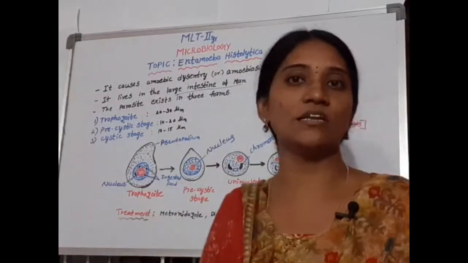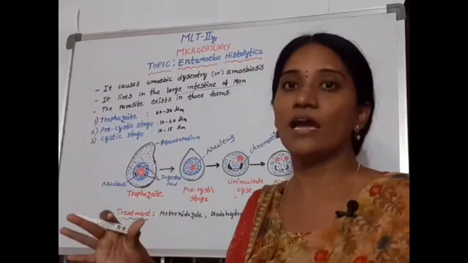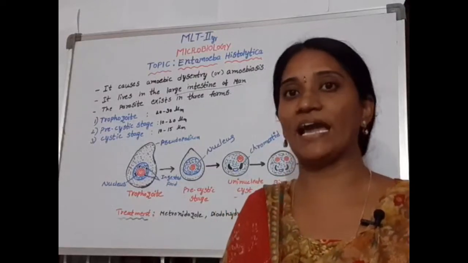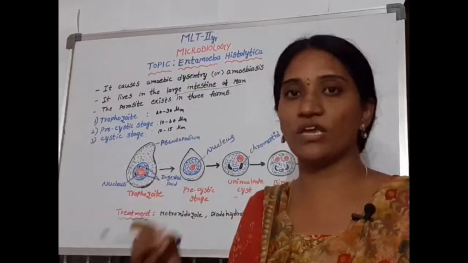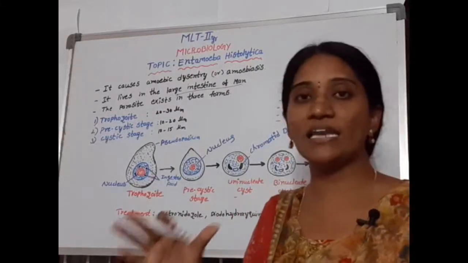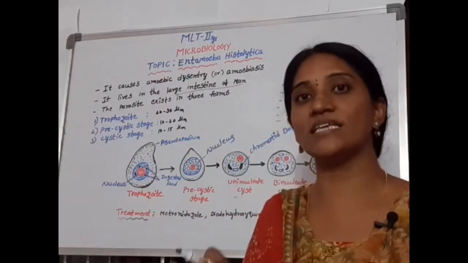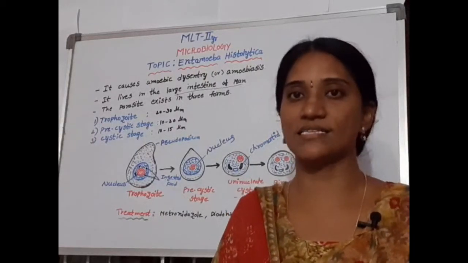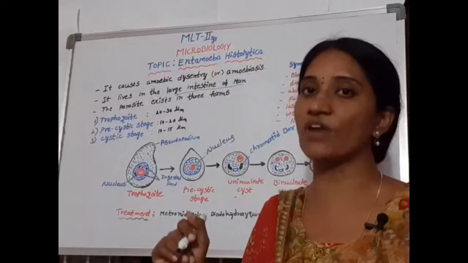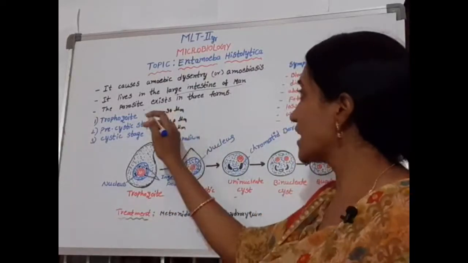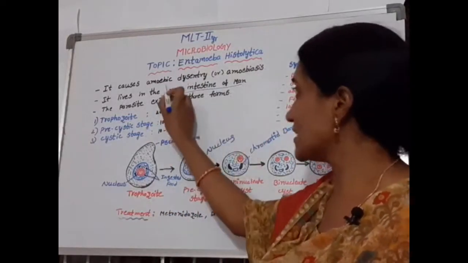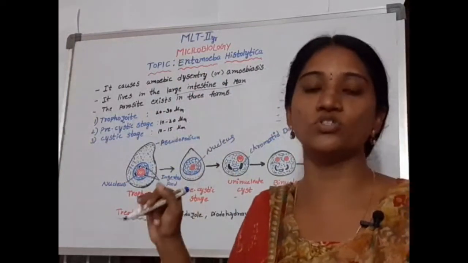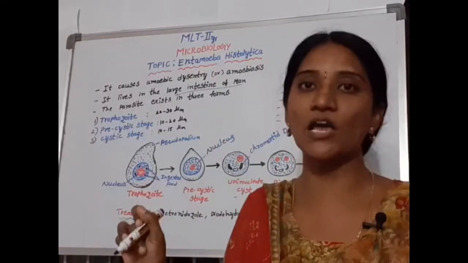The symptoms include, after entry of this Entamoeba, abdominal pain and loss of appetite, fever, weight loss, and finally in severe cases it causes liver abscess, peritonitis, and ulcers. That is the severe case of Entamoeba histolytica. This Entamoeba histolytica causes amoebic dysentery or amoebiasis. It is a protozoan parasite that infects humans.